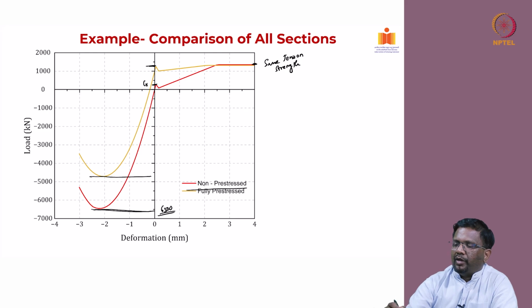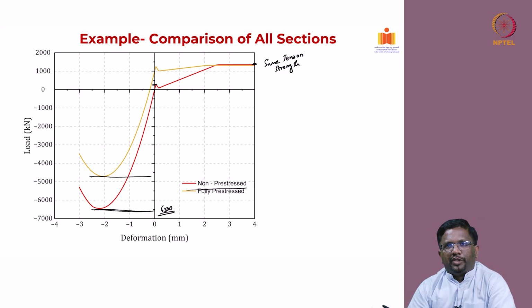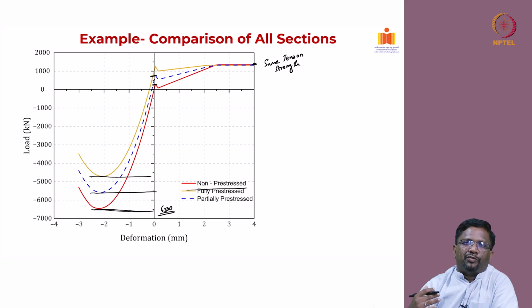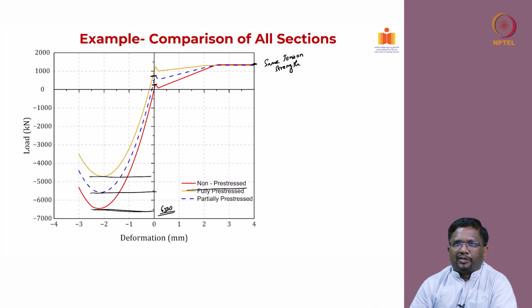Now, let us look at the partially prestressed section. What do you expect from the partially prestressed? It is going to have an in-between performance compared to non-prestressed and fully prestressed section. So, your blue color curve, which is your partially prestressed section, you see that again your cracking load is going to be in between that of pure prestressed and non-prestressed, and your compressive strength is also going to be in between that of pure prestressed and non-prestressed. So, you are going to get an average performance in between that of prestressed and non-prestressed response.